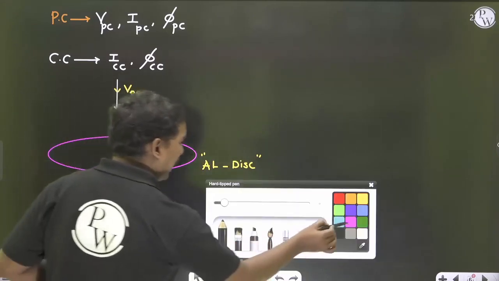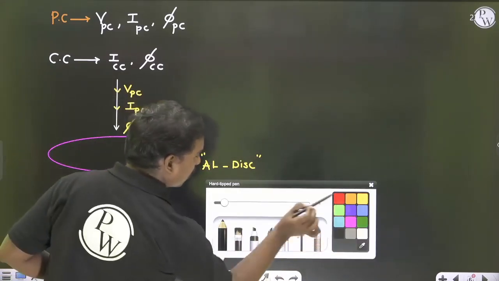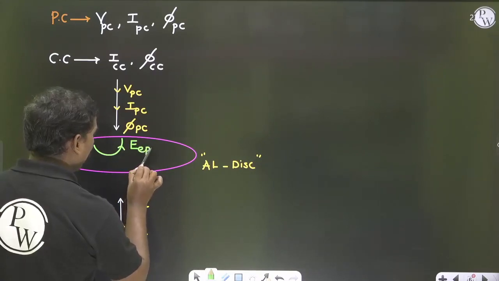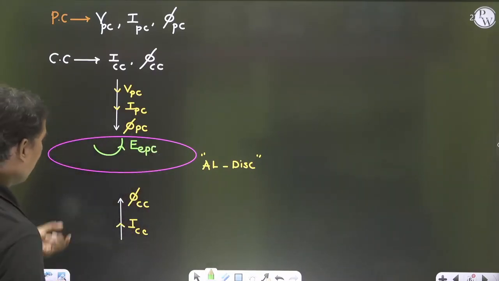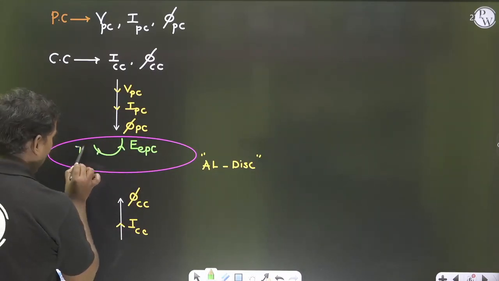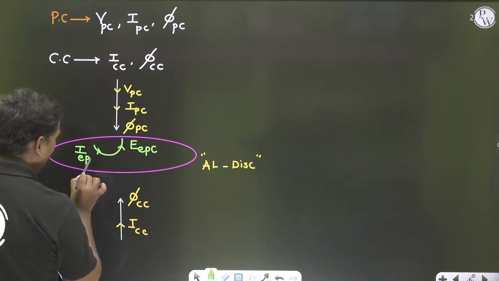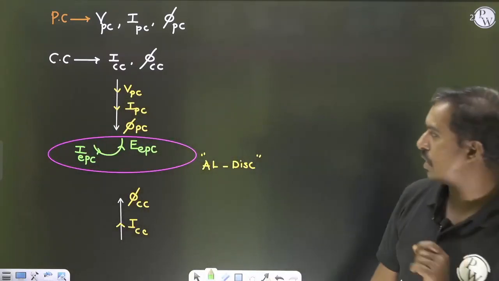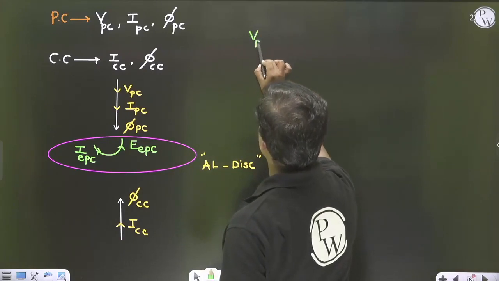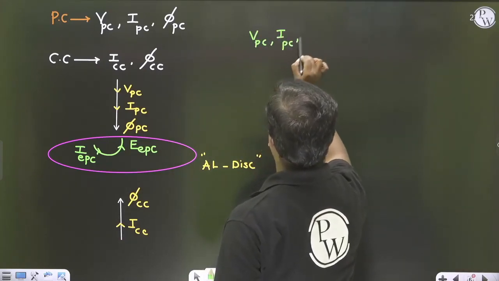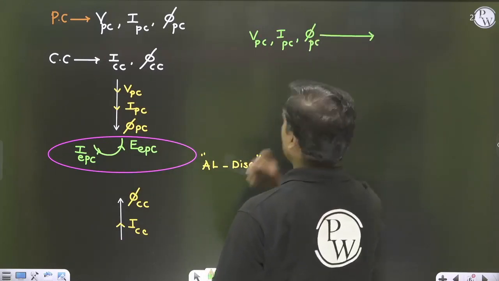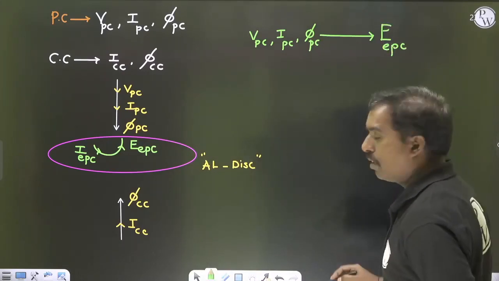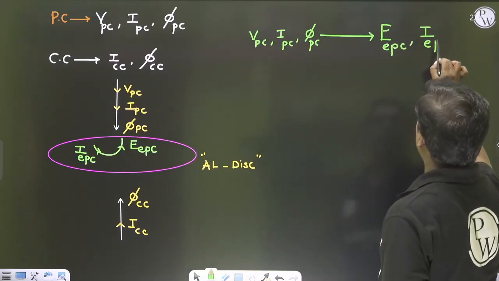So now internally, what happens? This creates an EMF induced because of the eddy effect due to the pressure coil. And because of this, there is a current also created. That is the eddy current generated due to the pressure coil flux. See the sequence. Try to understand the sequence. First of all, the VPC, IPC. That creates in the aluminium disc an eddy voltage due to the pressure coil, and which causes an eddy current due to the pressure coil.